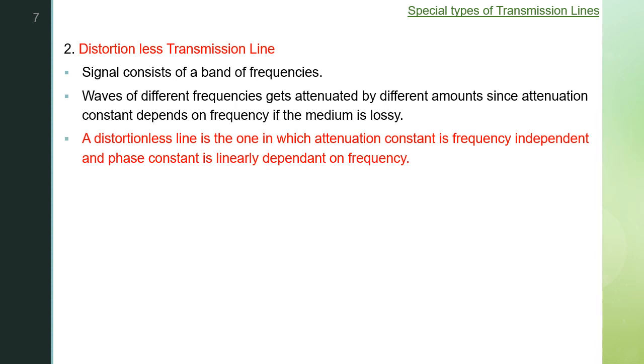A distortionless transmission line is the one in which the attenuation constant should be independent of frequency. That is, it should be a constant value. Whatever be the frequency, the attenuation should remain constant, and the phase constant is a parameter which is linearly dependent on frequency. And the condition for a distortionless transmission line is given by R by L is equal to G by C.